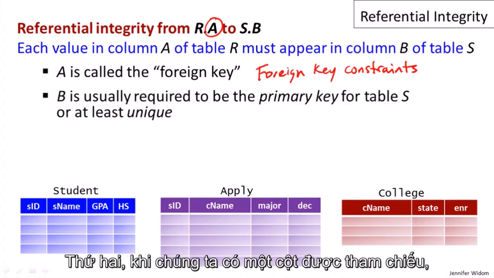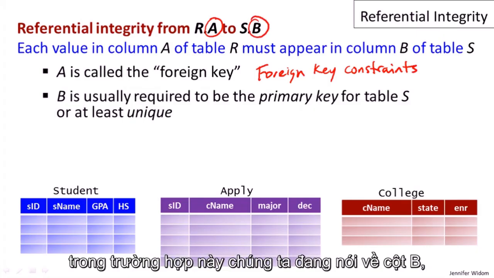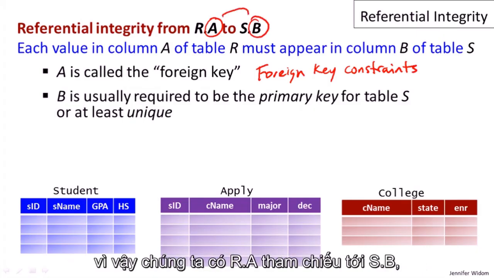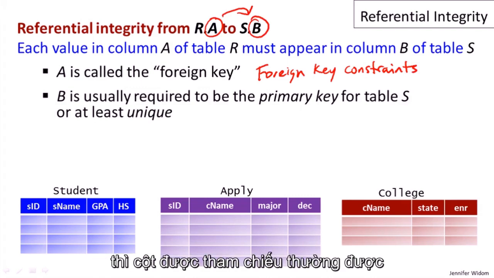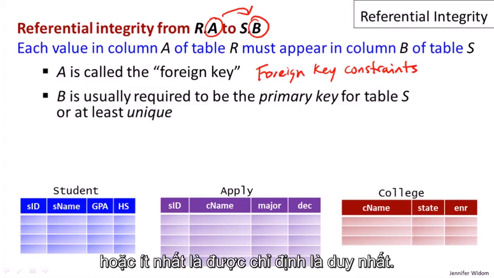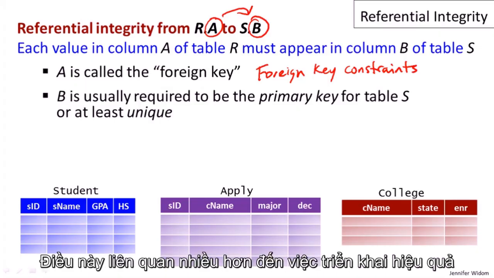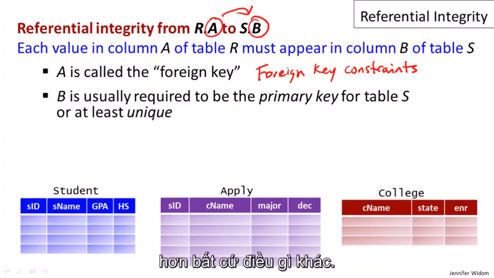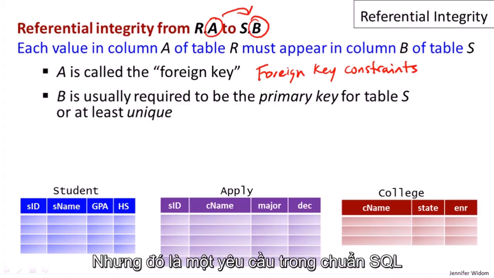Second, when we have a referenced attribute, in this case now we're talking about attribute B, so we have R.A to S.B, the referenced attribute is usually required to be the primary key for its table, or at least specified as unique. And that's more about efficient implementation than anything else, but it is a requirement in the SQL standard and in most systems.